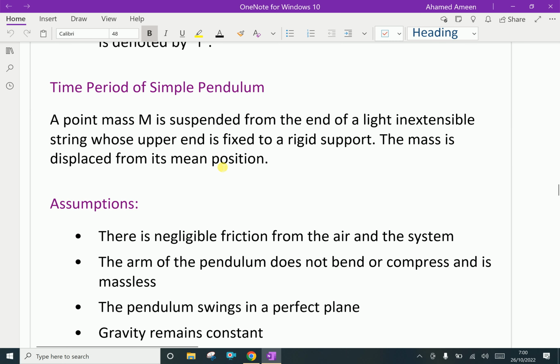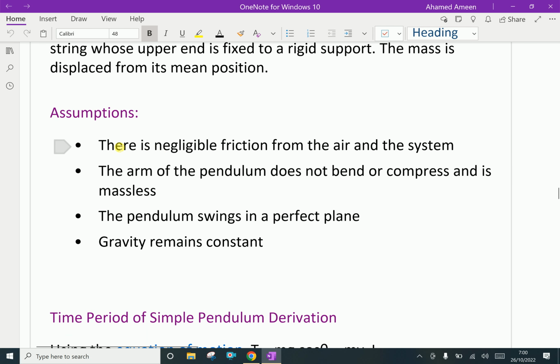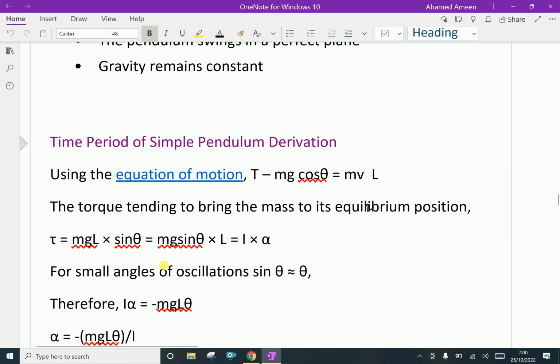Now, the time period of a simple pendulum. We'll discuss further. A point mass M is suspended from the end of a light inextensible string whose upper end is fixed to a rigid support. The mass is displaced from its mean position. Here we consider some assumptions. There is negligible friction from the air and the system. That means we are not taking into consideration the friction between the air and the ball. The arm of the pendulum does not bend or compress and it's massless. The pendulum swings in a perfect plane. That means it swings in one perfect vertical plane. Gravity remains constant.